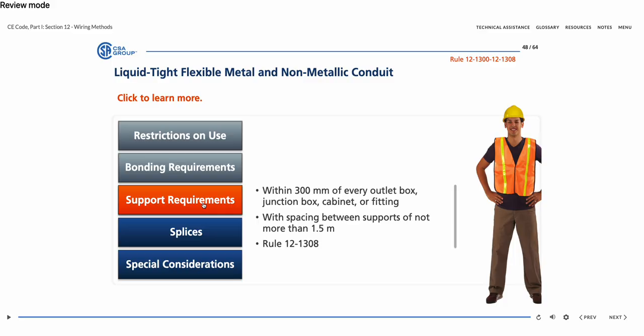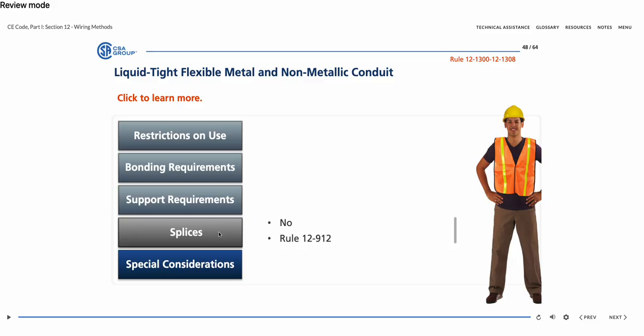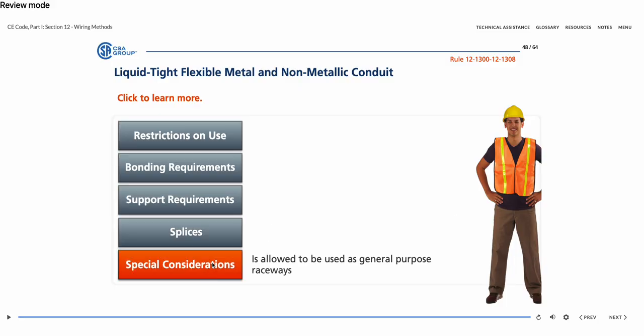In order to support this type of flexible conduit, use straps or other devices that are within 300 mm of every outlet box, junction box, cabinet, or fitting, and be sure that each support is no more than 1.5 meters apart. If providing this support is impractical, the code permits this type of conduit to be fished. No splices are permitted according to Rule 12-912. It is allowed to be used as general-purpose raceways.